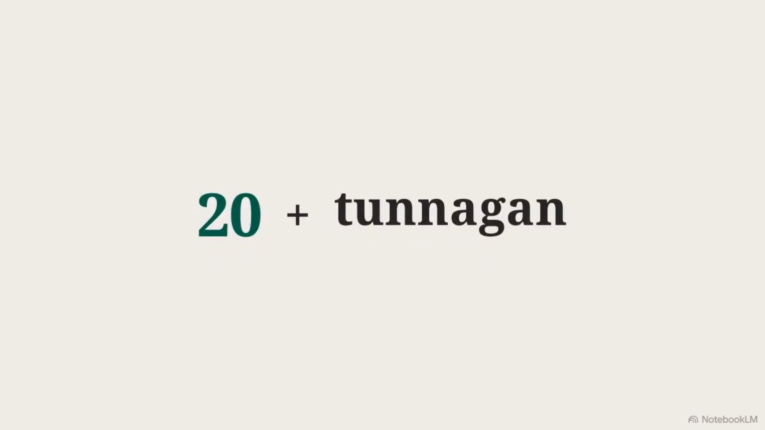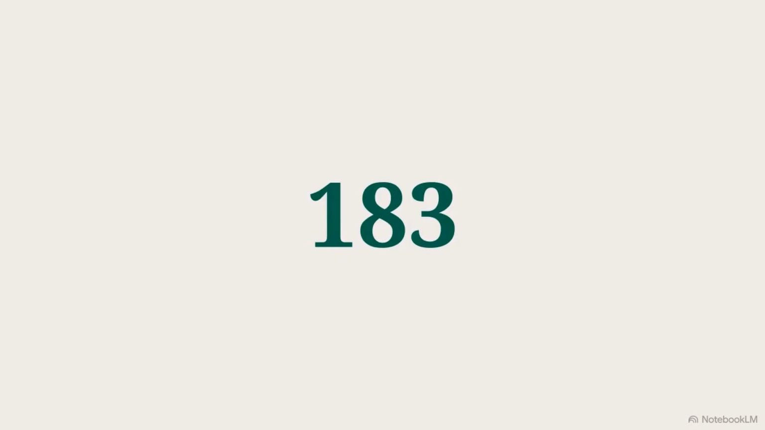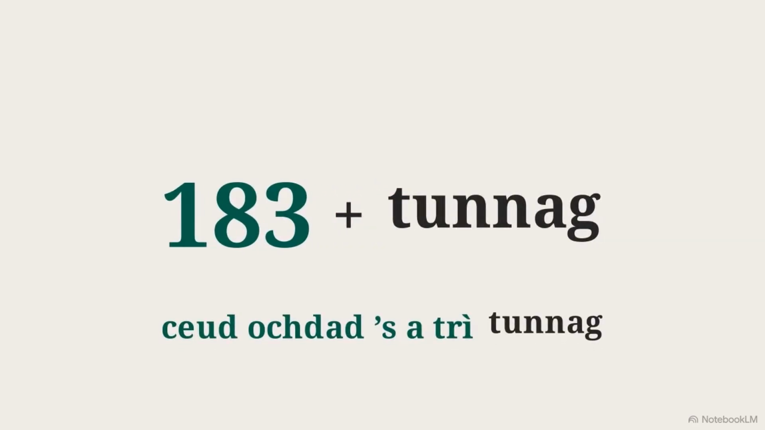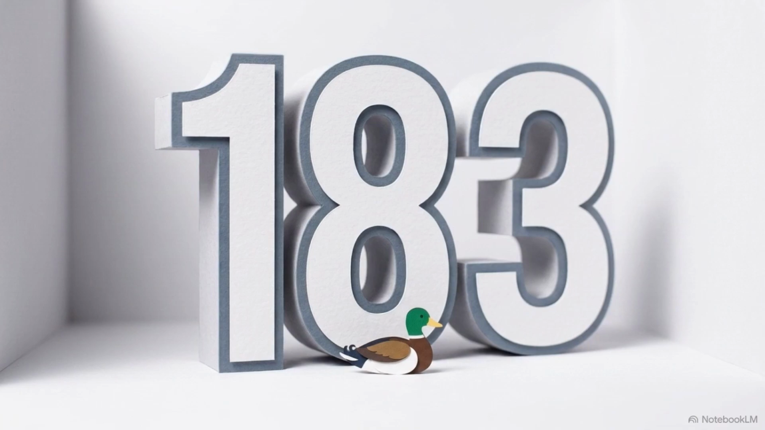In English, we pluralize by adding an s. Beginners try the same in Gaelic, saying fihet tunigan, but for numbers 20 and above, the noun remains singular, fihet tunag. Try it yourself. 183 ducks? Seud octa tree tunic? The number string itself already identifies the quantity as plural, so the noun does not need to change its form.